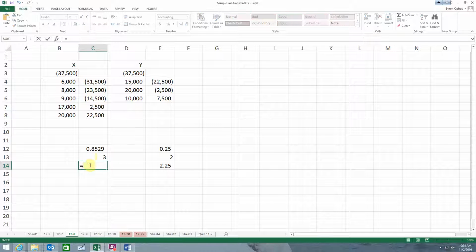Then I simply have to add that to the 1, 2, 3 that I had up here, so equal to 3 plus 9.8529. Okay, and I could increase the decimals if I wanted.